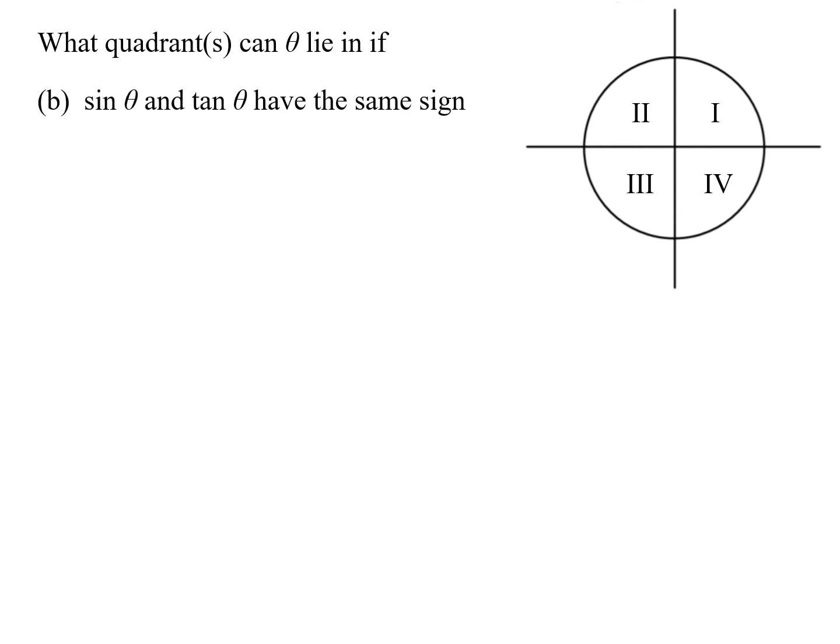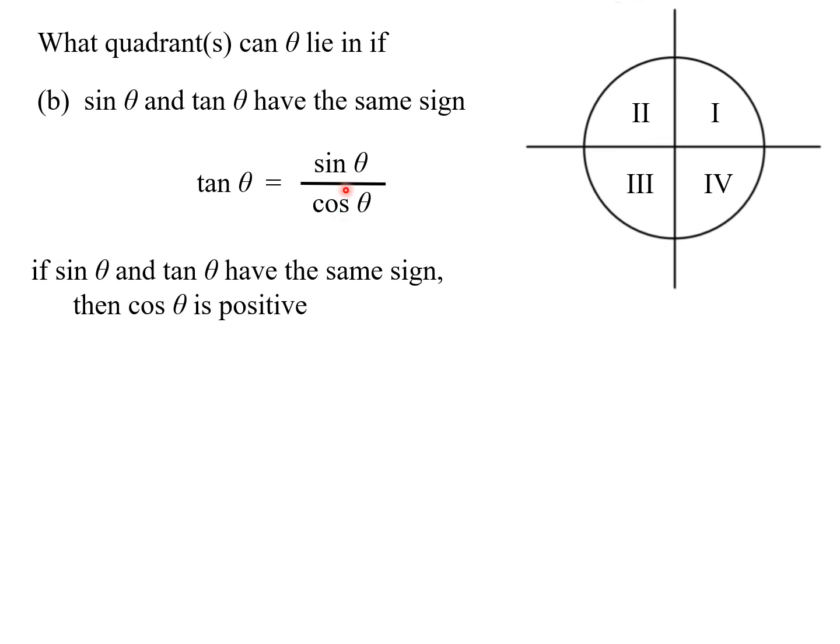All right, what quadrants can they lie in if the sine and the tangent have the same sign? Well, remembering that the tangent is defined to be the sine over the cosine, and if we know that the sine and the tangent have the same sign, they're either both positive or both negative. That means going from the right side of the equation to the left side, the sign cannot change. Therefore, the cosine has to be positive. If the sine and the tangent are both positive, that can only be true if the cosine is positive. If they're both negative, that can only be true if the cosine is positive. So the cosine must be positive.